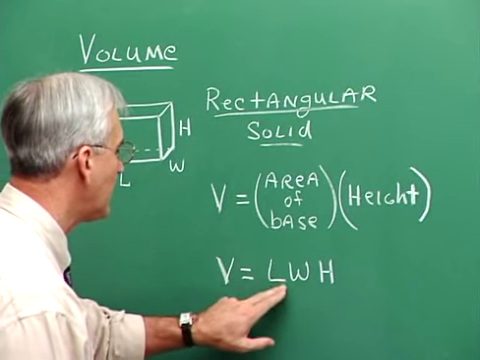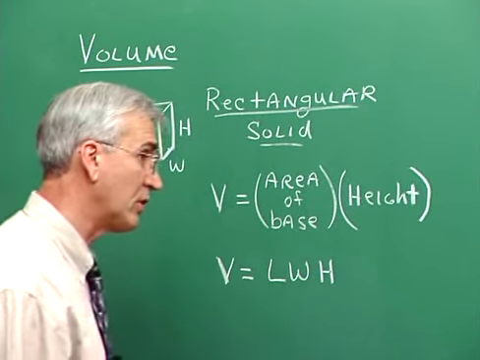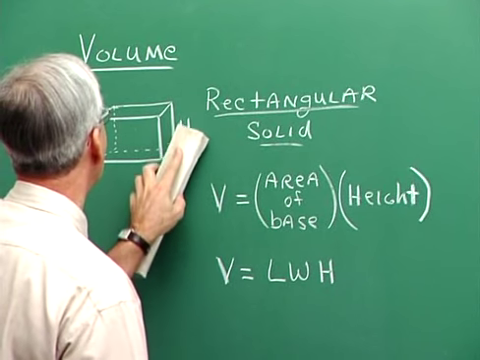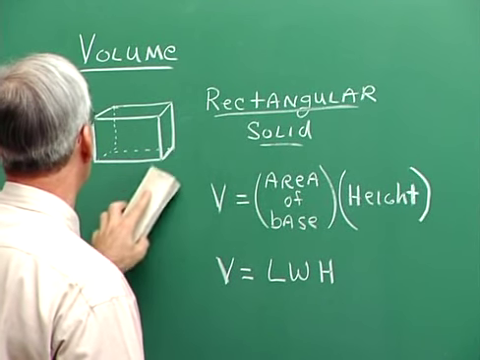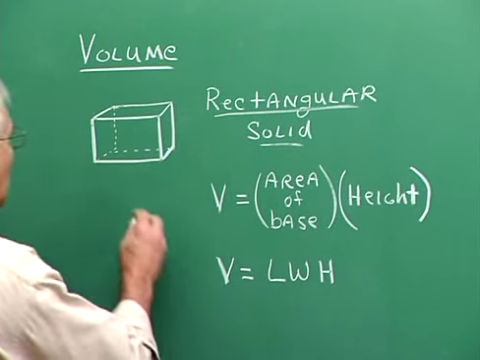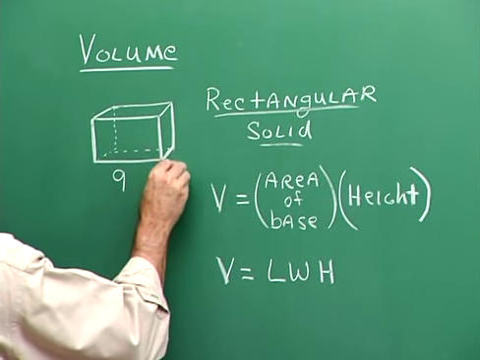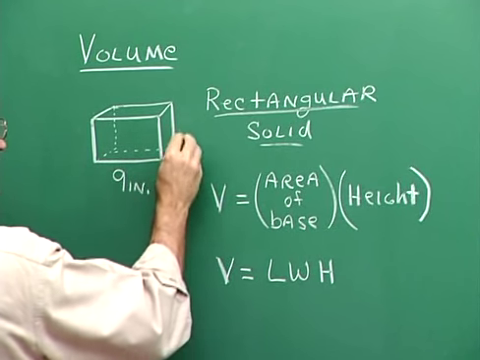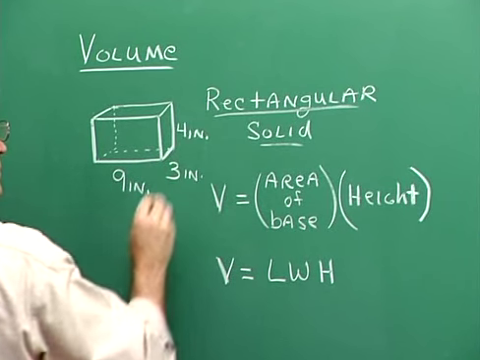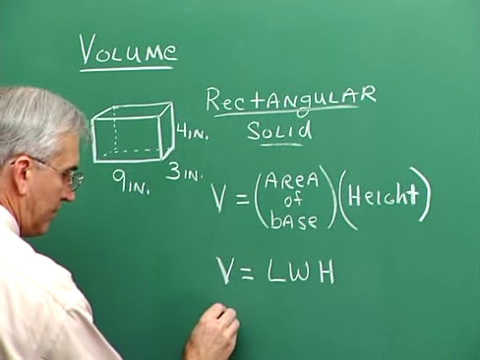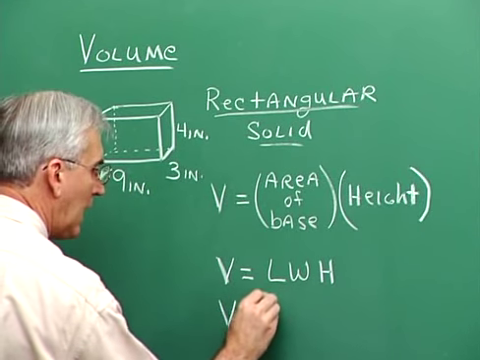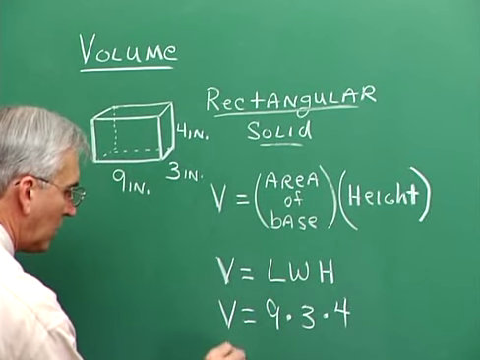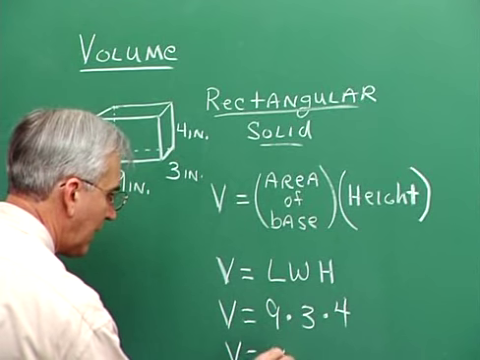But volume then is length times width times height, and if we put some measures on here, let me do that. Let's just put some measurements along these dimensions. What if this is 9, and let's call it inches, 3 inches, and let's say 4 inches. So all we have is 9 times 3 times 4, and multiplying, we find the volume to be 108.